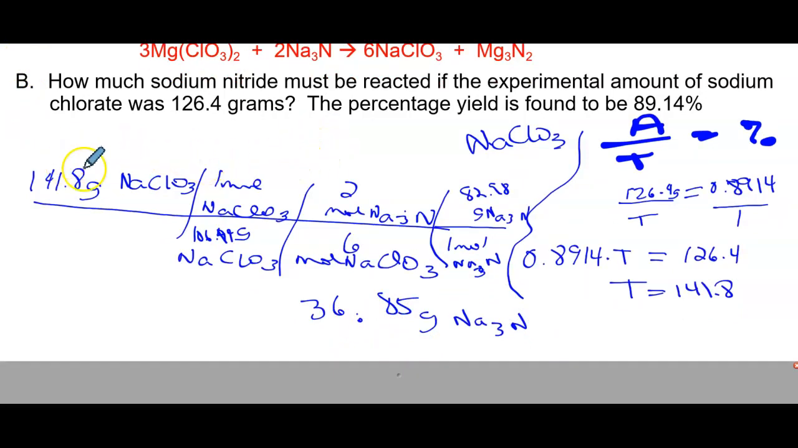Okay, so let's talk about what we did. We started with 141.8 grams of sodium chlorate because that's how much we knew we had from the limiting reactant. We couldn't start with 126.4 because it's experimental, as the problem tells us. We had to do A over T to figure out our T. That comes from the limiting reactant, so I can use it as a starting point. I know there's 106.44 grams of sodium chlorate for every 1 mole. Then I do my mole shuffle. And I know for every 1 mole of sodium nitride, there's 82.98 grams. Multiply numbers across the top, hit equals, divide by 106.44, hit equals, divide by 6. That's how I get 36.84 grams of sodium nitride.